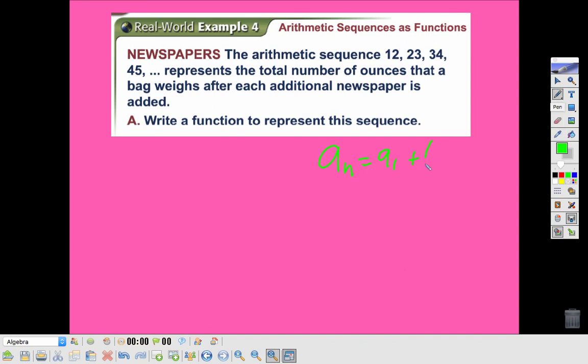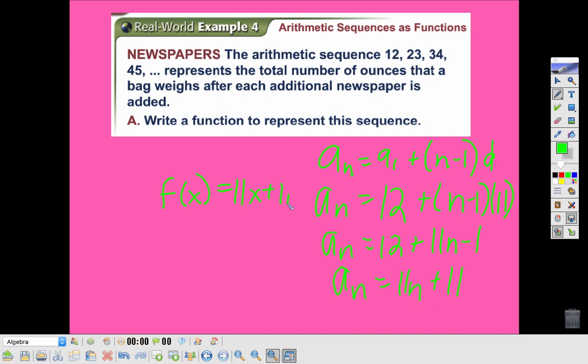Oh, it's not 11n. That was silly. Sorry. It's not, because what do we have to do? A sub n equals a1 plus n minus 1 times d. Yeah, sorry, that was my fault. A sub n equals, what's our first term? 12 plus n minus 1 times 11. So a sub n equals 12 plus 11n minus 11. So a of n equals 11n plus 1.